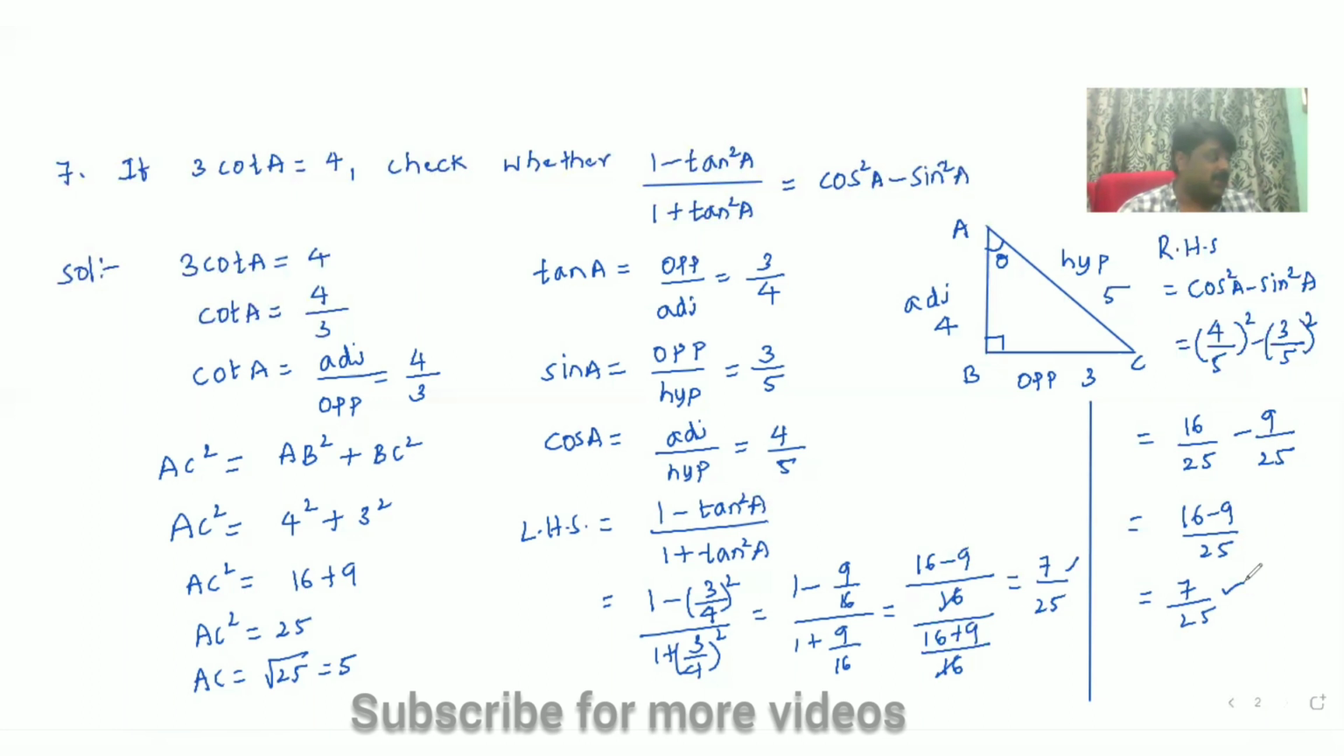Finally, we came to understand that for any angle theta, 1 minus tan square theta by 1 plus tan square theta equals cos square theta minus sin square theta. Let us move on to the next problem.